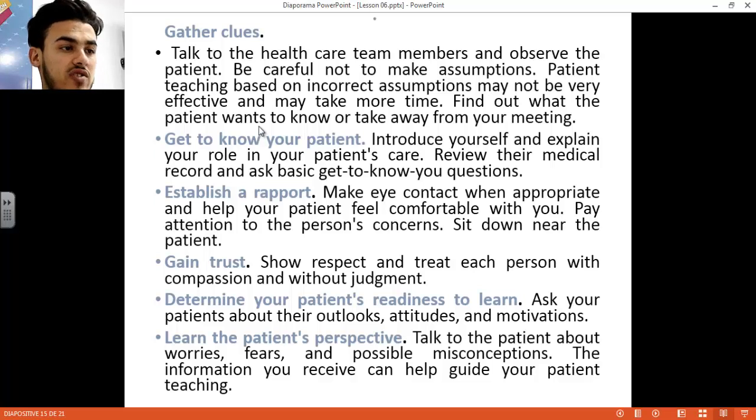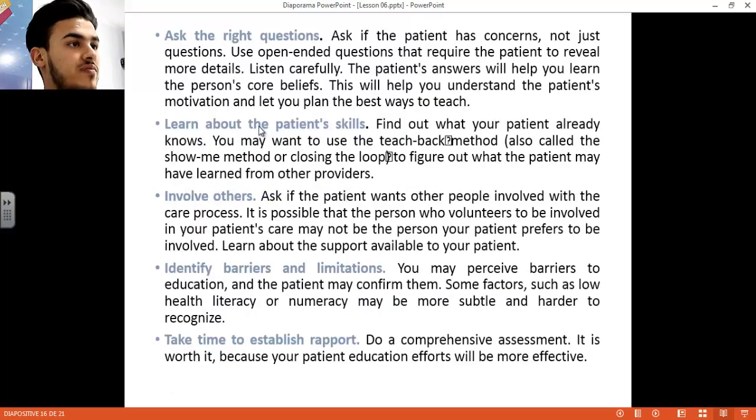The fourth element is gain trust. So, obviously, the nurse must gain the trust of his patients. Show respect and treat each person with compassion and without judgment. The fifth element, determine your patient's readiness to learn. Ask your patients about their outlooks, attitudes, and motivation. Learn the patient's perspective. Talk to the patient about worries, fears, and possible misconceptions. The information you receive can help guide your patient teaching.